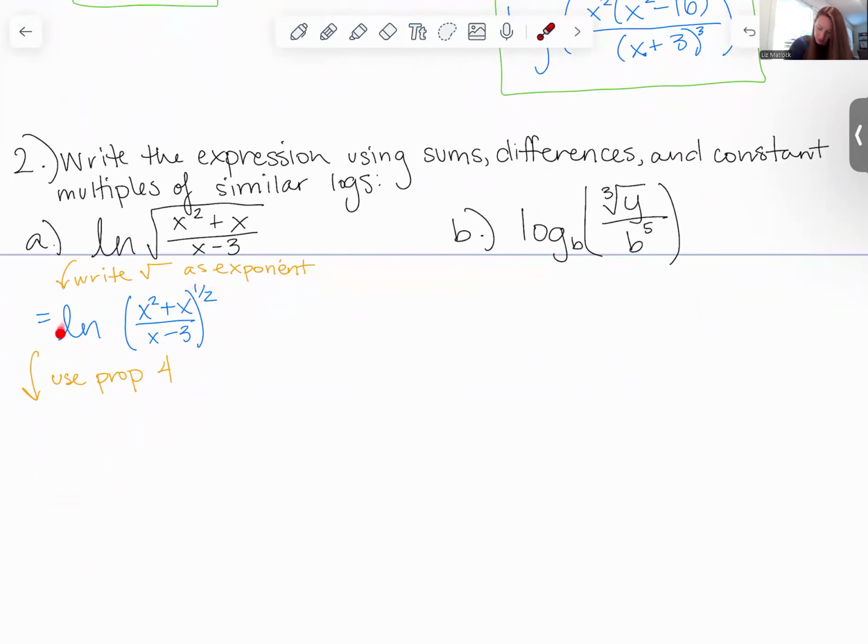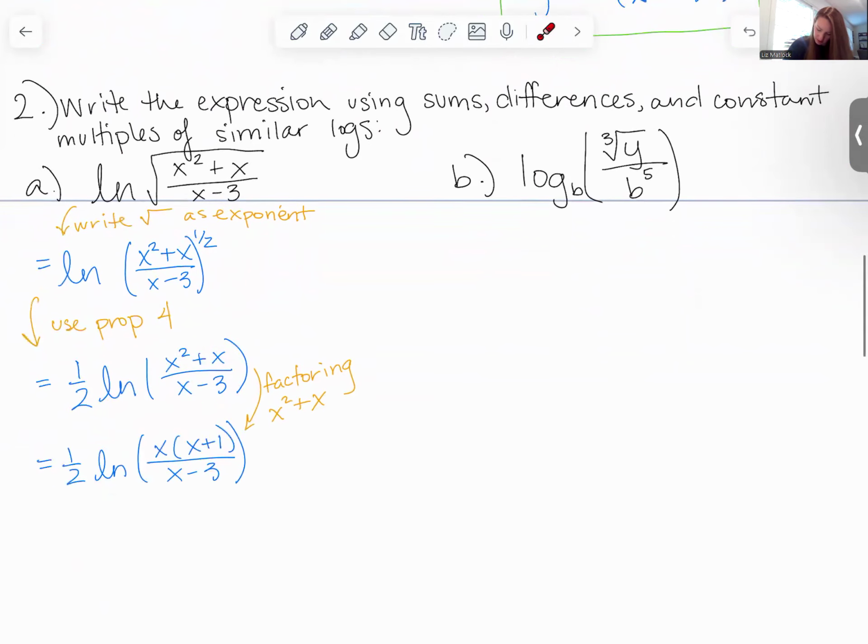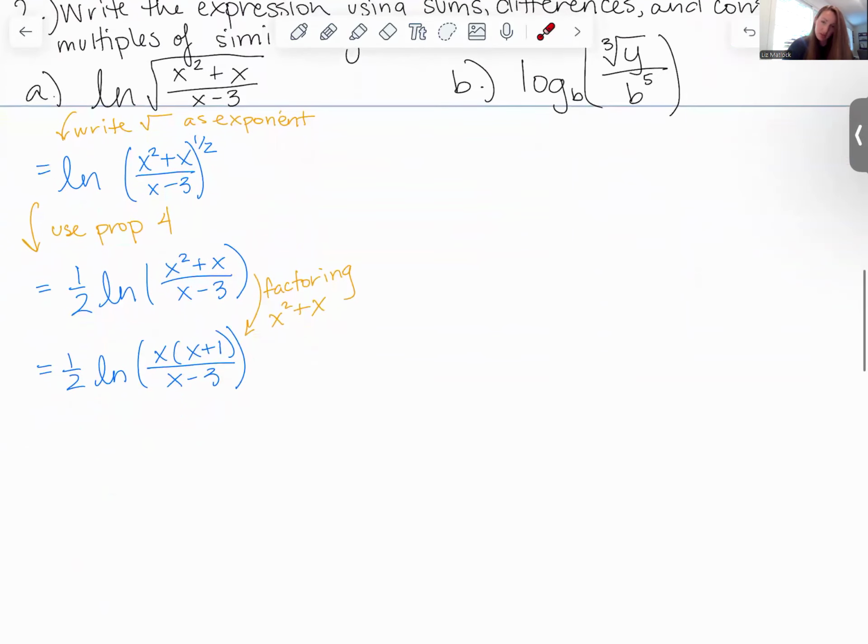Now I'm going to use property 4 to get this exponent down in front as a coefficient. All right, I have a difference of some things. So I have the numerator and denominator here, so I can split that up. Oh, and I factored, actually, is what I did first. Again, if you do this in fewer steps, totally fine. So I factored this numerator because it can be factored.